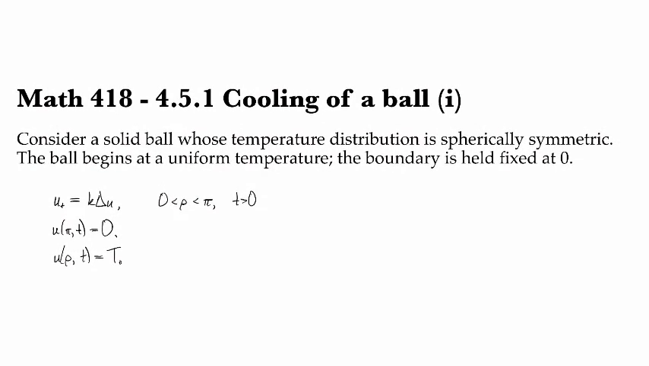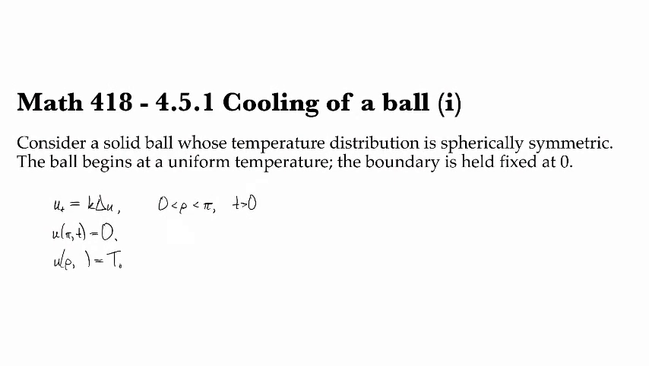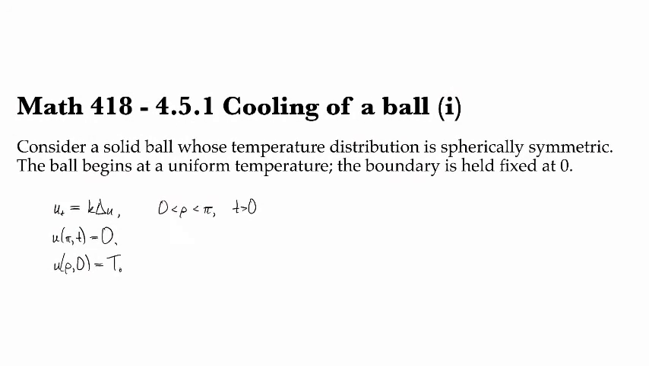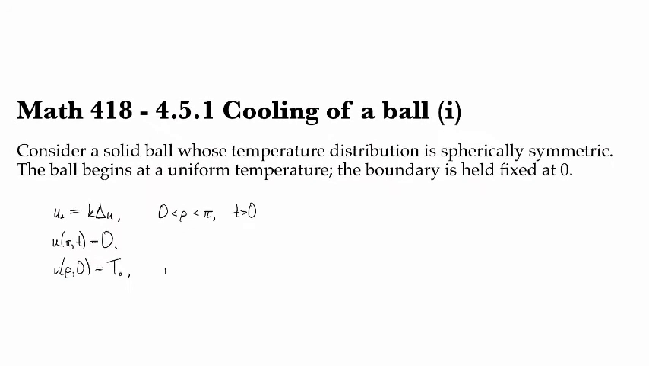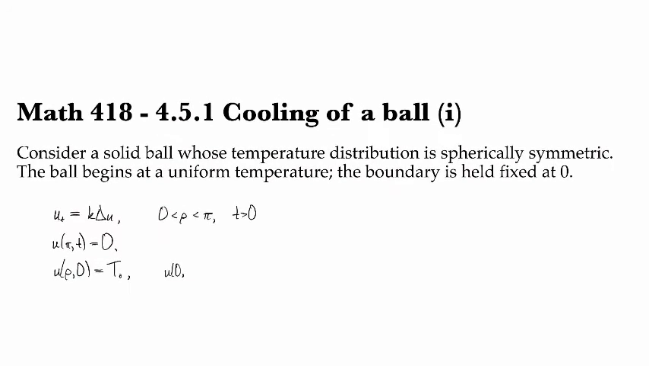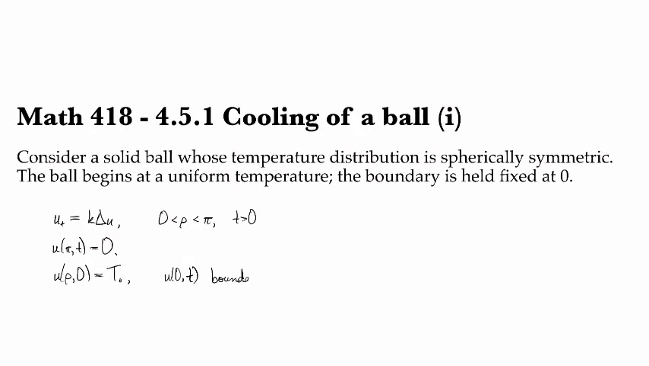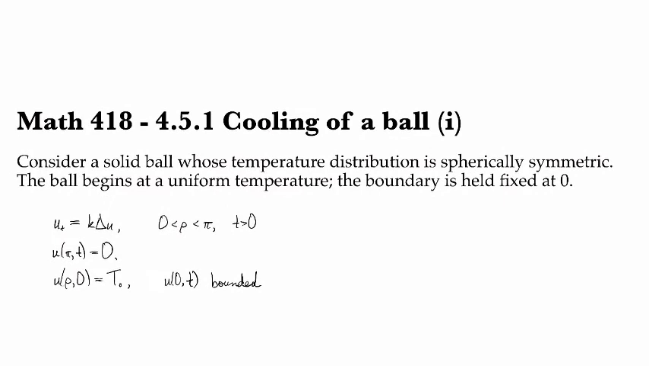This is the initial temperature, T0, at time equals 0, at which the ball is uniformly heated. There's also an implied boundary condition that u is going to be bounded on the entire ball, but in particular at the origin, which is where it will come up.